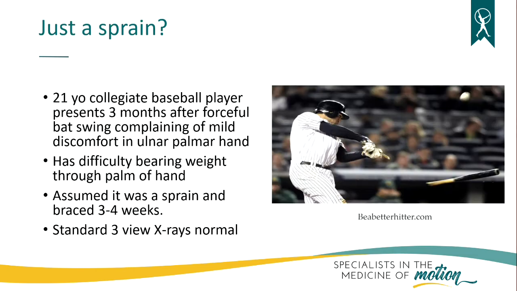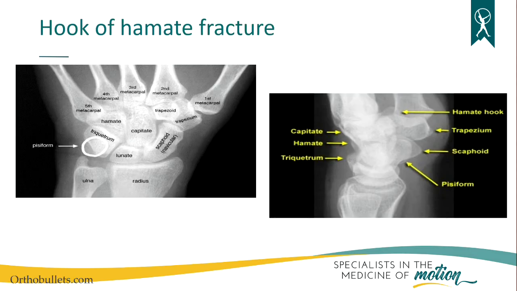You may get a patient like this with ulnarly based wrist pain, a 21-year-old player who's been playing for 3 months. He had a checked swing and he has pain in the ulnar palmar hand. He can't put weight through it, and he and his trainer thought it was a sprain and did some bracing and typical early stuff. His x-rays were normal on a standard view. Turns out he hurts right over the hamate, and he's fractured the hook of the hamate.